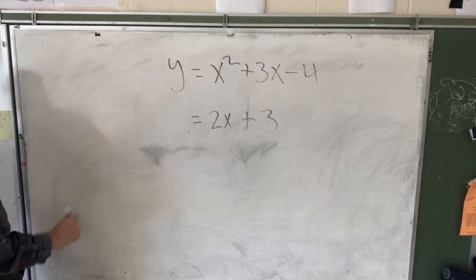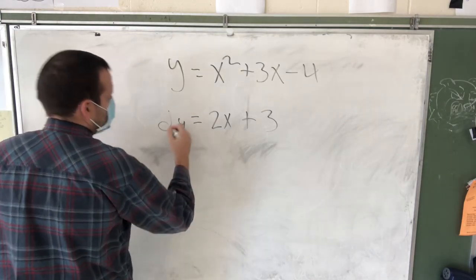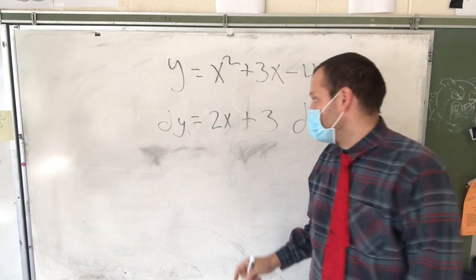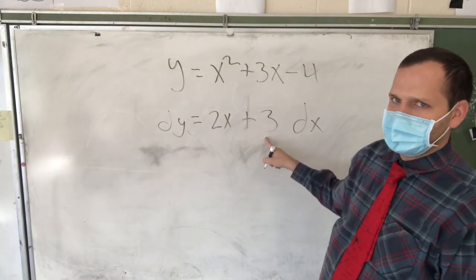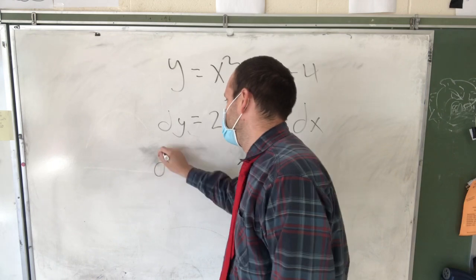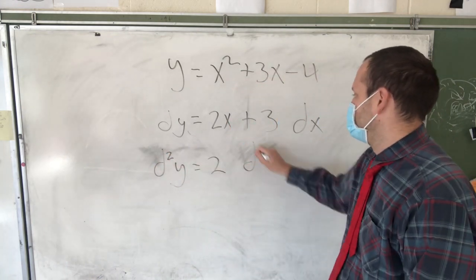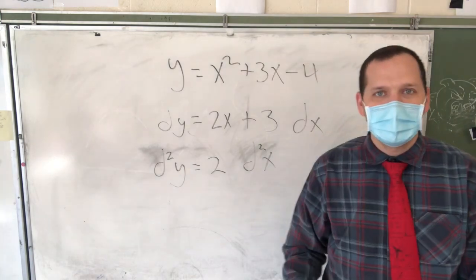dy equals 2x plus 3 dx. Well, could we take the derivative of 2x plus 3? Yeah, that would give us d2y equals 2 d2x. Ta-da!